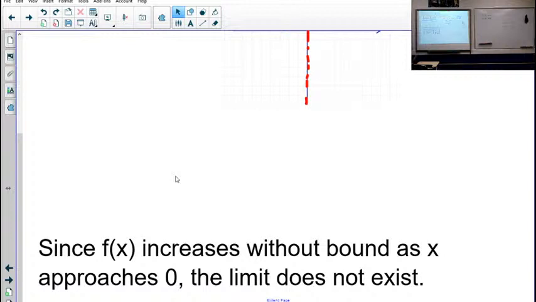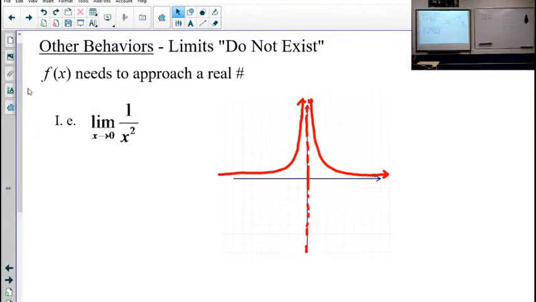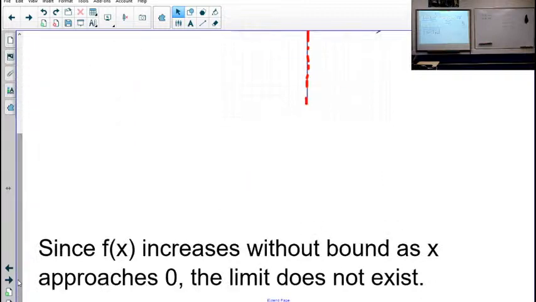So that's case number 2. So we come to different directions from the left and from the right. That's not the problem here. From the left and from the right, we're getting to the same thing. It's just not getting to a number. Case number 2, increasing or decreasing without bound, getting closer to infinity. Then we have a problem.